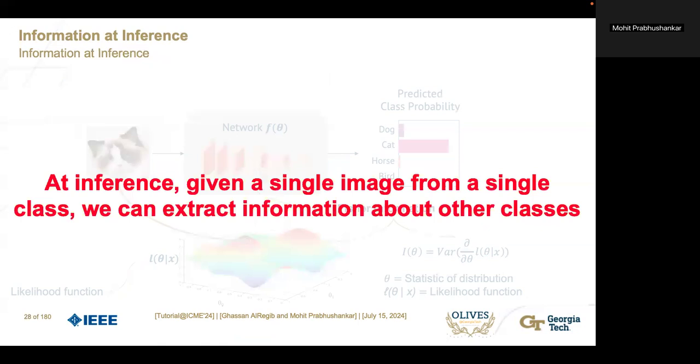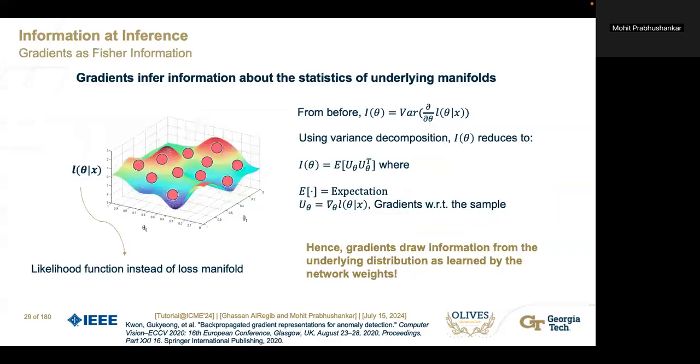Now, this is a very important statement, but I don't think I've motivated it yet. The reason we use Fisher information is because at inference, given a single image from a single class, we can extract information about other classes as well. So given the image of a cat, if your network has learned about dogs, you will be able to extract information about the dog as well because of Fisher information. Again, I have not motivated this enough. When we come to explainability, I will show you visualizations of this particular statement. It is going to be a cornerstone of the entire tutorial today. Just remember this. We'll bring this slide back and I'll motivate this sentence visually better.